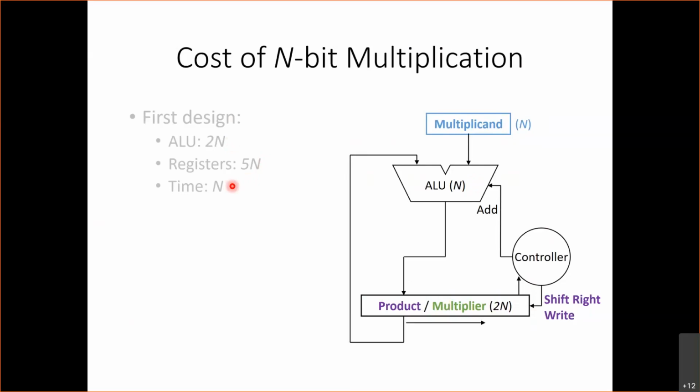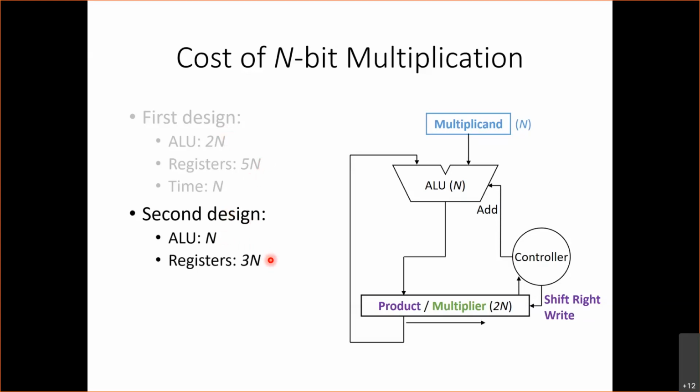The cost for the second design is, what's the ALU cost? Well, we need n 1-bit ALUs. So the cost of the ALU is n. Okay, what about registers? What is my register cost in terms of n? Right, it's going to be 3n. So now we have half the number of 1-bit ALUs, right? And we've reduced the number of bits or flip-flops that we need from 5n to 3n.